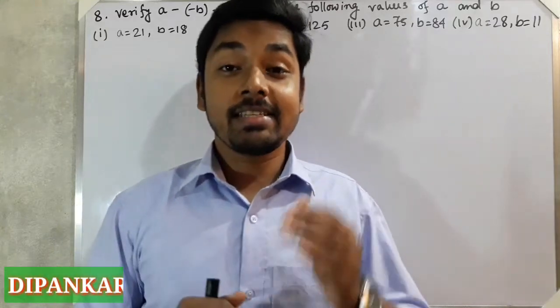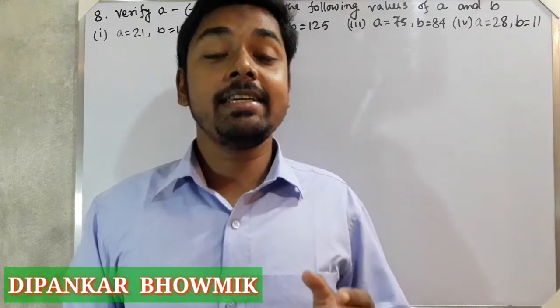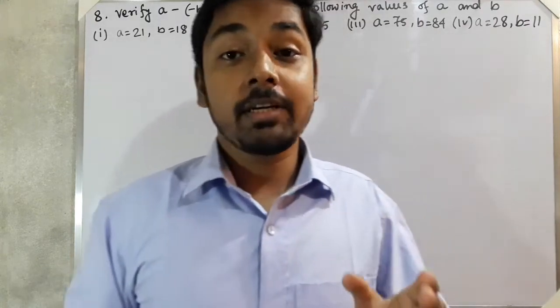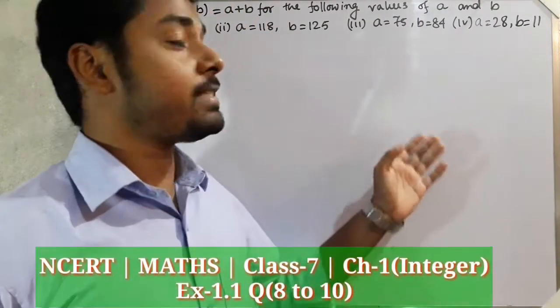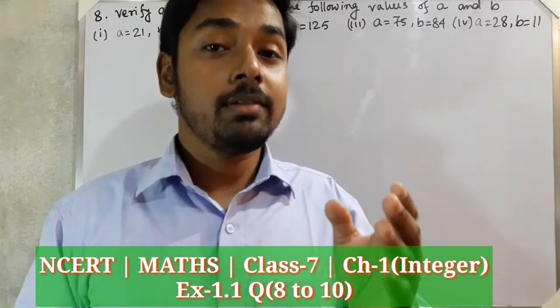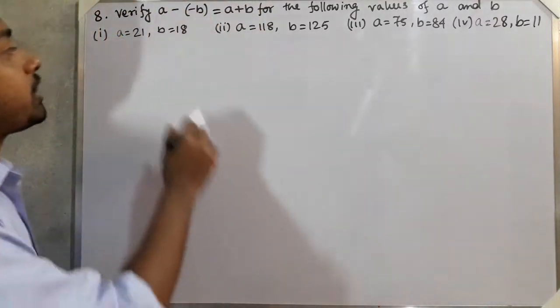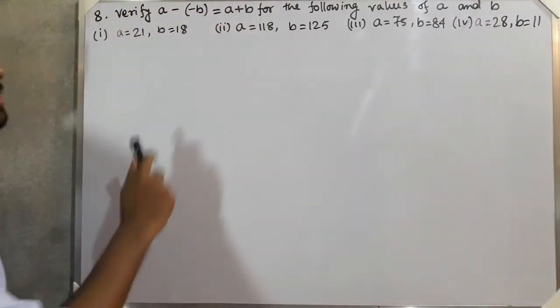Hello students, this is the second part of exercise 1.1, class 7 NCERT maths, and the first chapter is Integers. We are solving the second part, which means in the first part we have solved till question number 7. In this part we will start with question number 8. So what is the question?